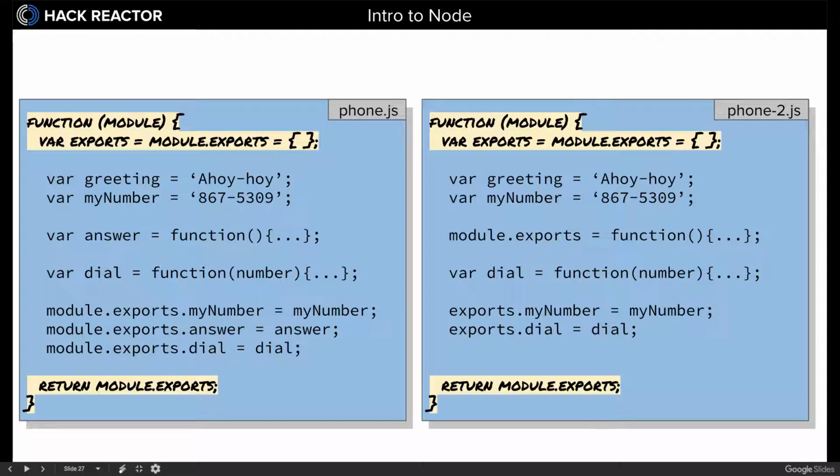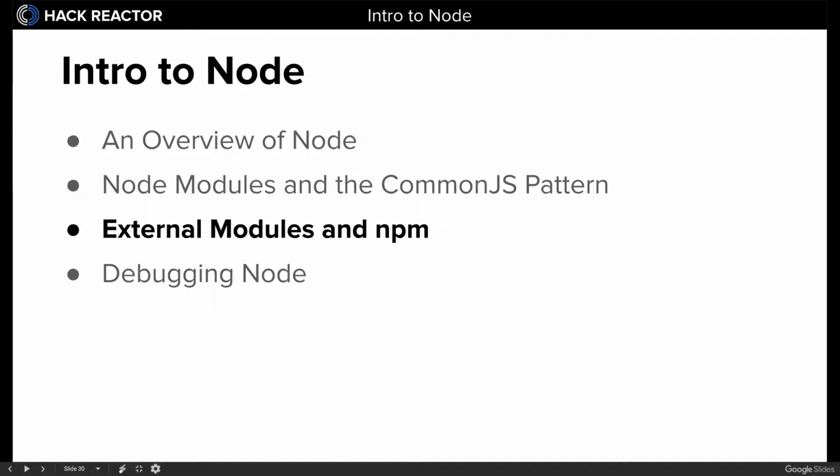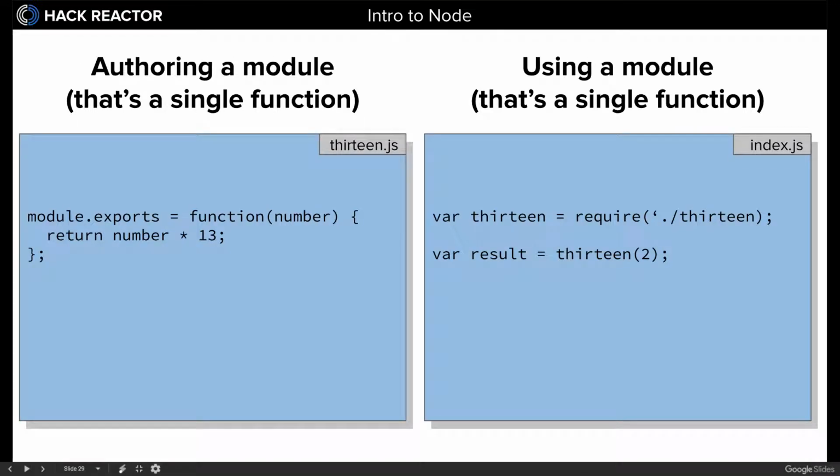You guys are probably not going to be writing that many module exports on your own, but if you were to do this on your own, or if you just wanted to see what it looks like, this is what it looks like. On the left we have module.exports equals a function, and on the right we're requiring it, and we can see that 13 called on 2 is 26, and then we go to the next slide. But yeah, any questions on this? Does that make sense to everybody?